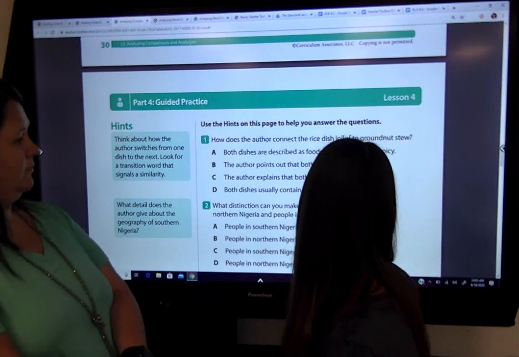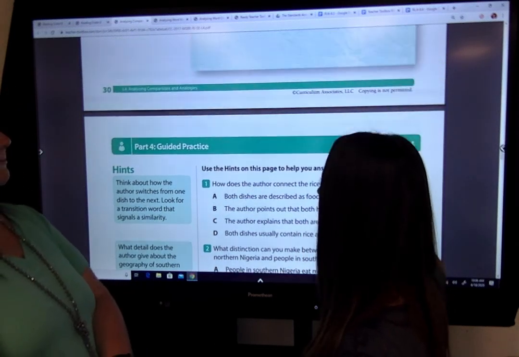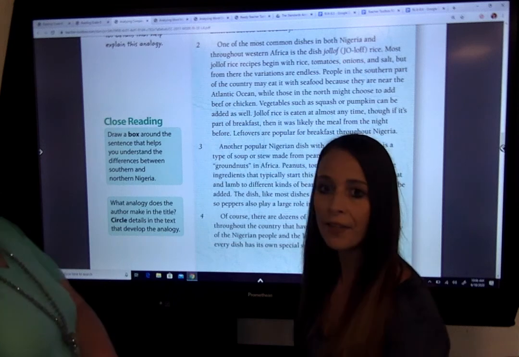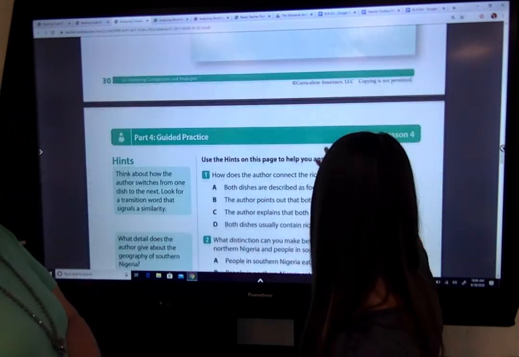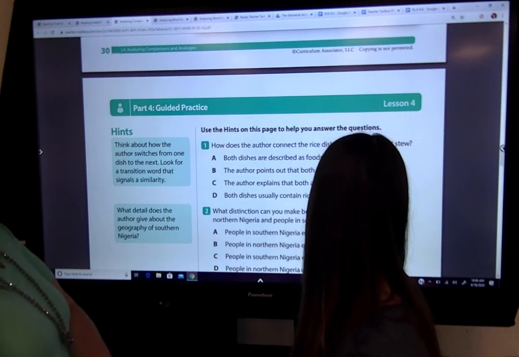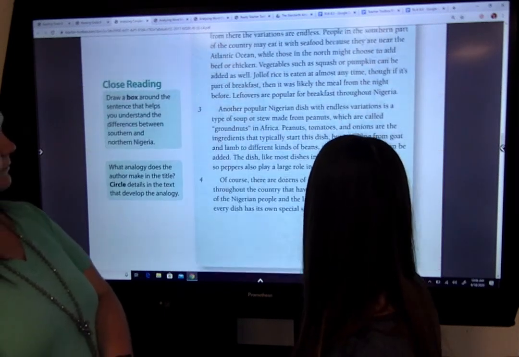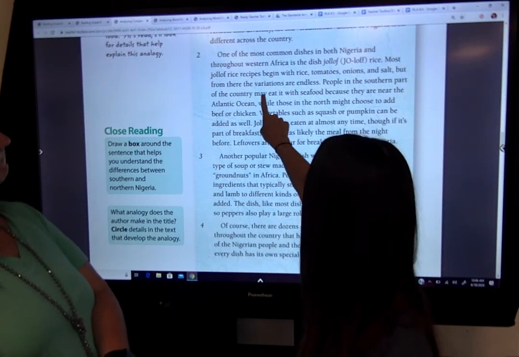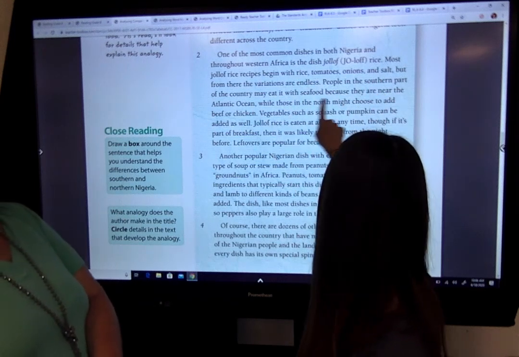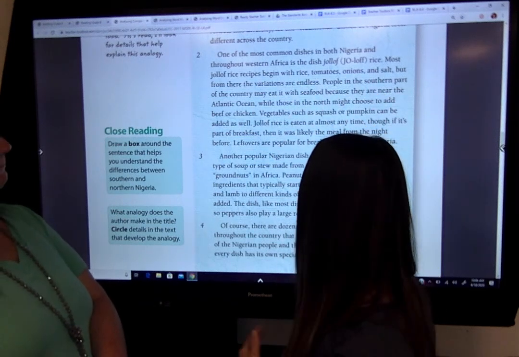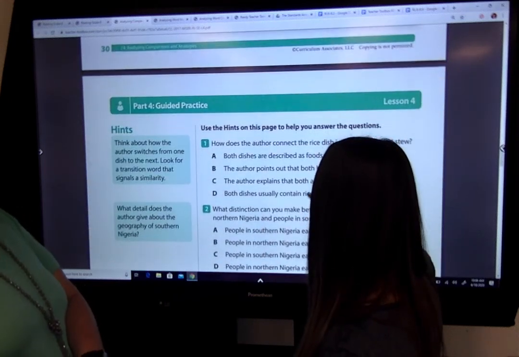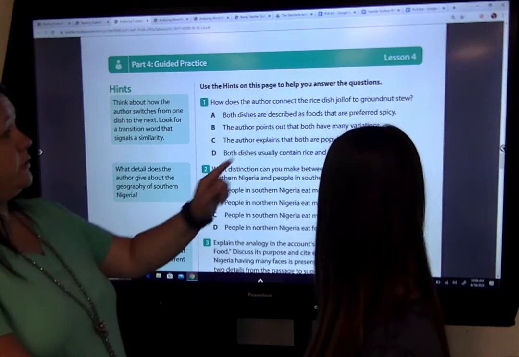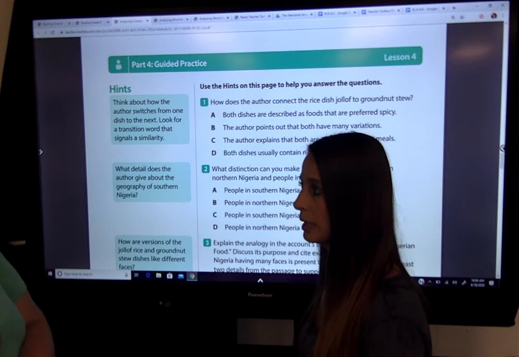Let's make sure. Let's look at C. The author explains that both are popular breakfast meals. Well, I remember looking at the story that jollof is popular for breakfast, but it does not say anything about that in paragraph 3 for groundnuts. So let's look at D. Both dishes usually contain rice and peanuts. Well, if you look in the story, I remember it talking about rice and peanuts somewhere, but if you notice, it's only with groundnuts. It does not say both. It says rice, but it does not say anything about peanuts for jollof. So you have to go in the story and look and find the evidence. But if you do that, you can easily see the answer had to be B. You had to make the connection there. And it used the word variation in both paragraphs before. It did. For your evidence.